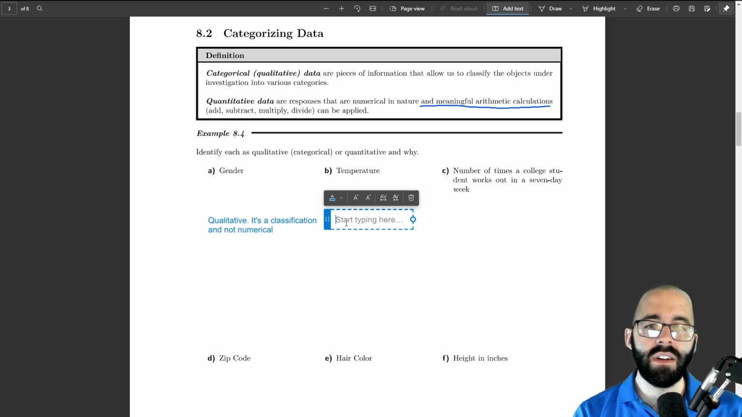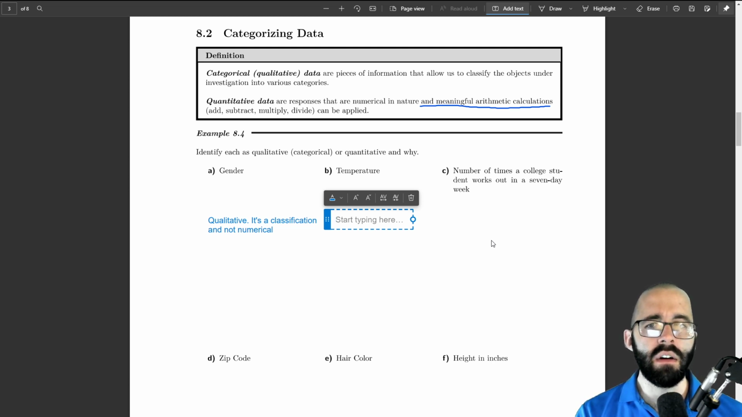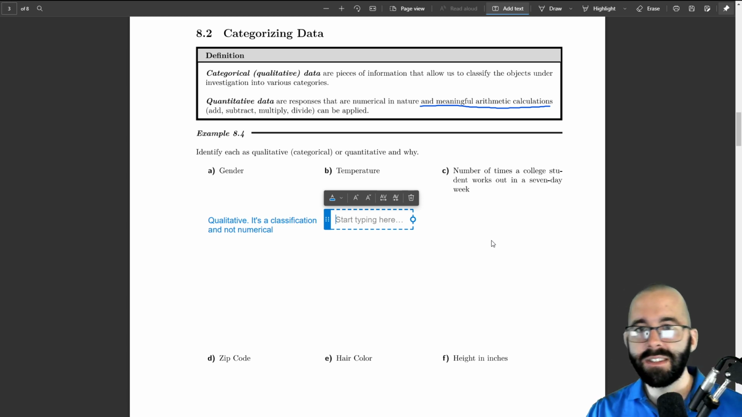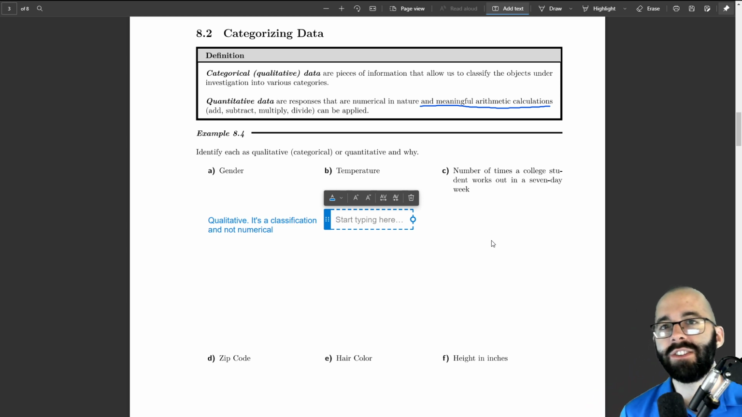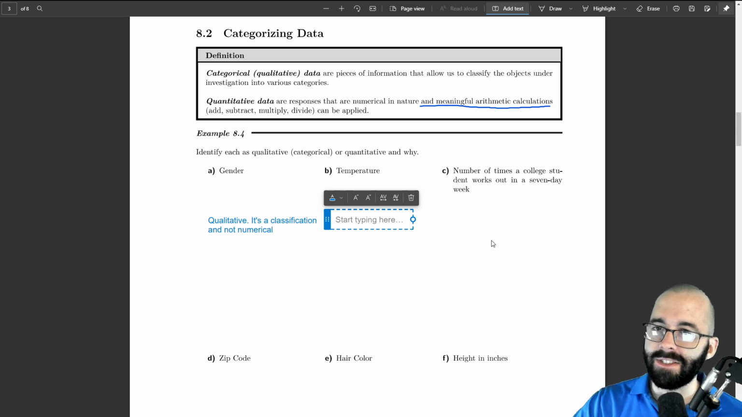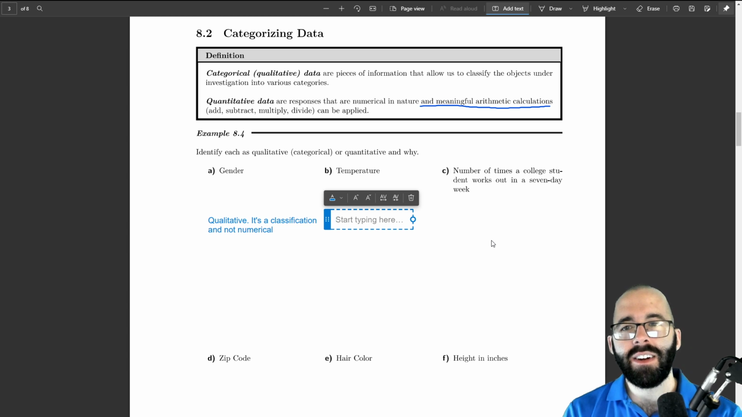Temperature. Okay, temperature is going to be a number. Can meaningful arithmetic calculations be applied? Yeah. The difference between two temperatures is a very meaningful quantity, right? It's 50 degrees. No, it's 60 degrees. It's 10 degrees warmer. That's a meaningful calculation. Whereas, oh, this guy is number 2, this guy is number 8 on his jersey. The difference between these two players, 6, is not meaningful. Okay, so this is quantitative.